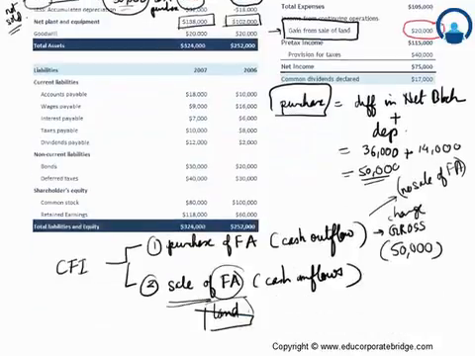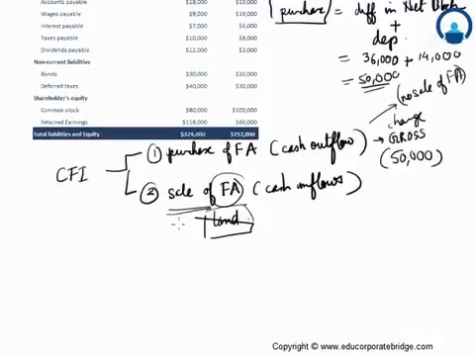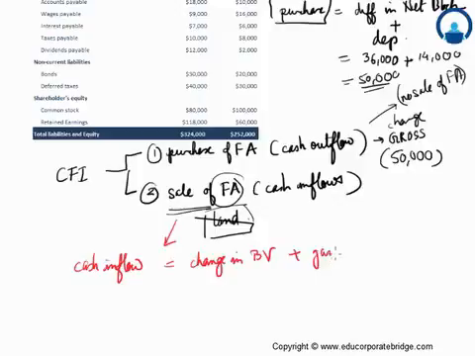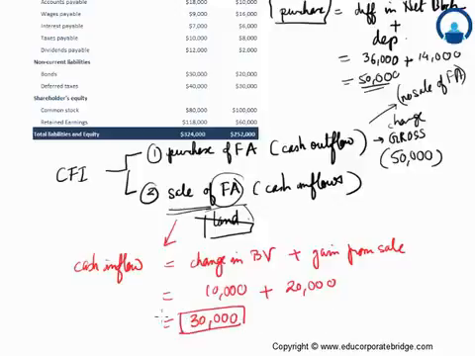As we have learned earlier, when it is sale of land or fixed asset, because this is a sale, it will result in cash inflow. We have seen that this would be change in book value plus your gain from sale. So the change in book value was 10,000 and your gain was 20,000 here. So the total cash inflow essentially is 30,000. This is what the cash inflow impact from the second part would be.